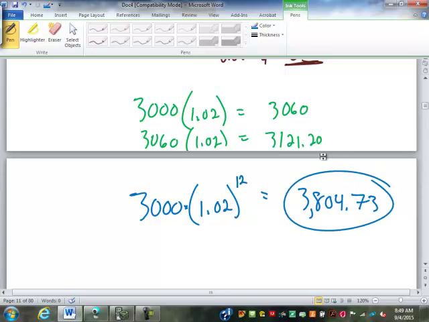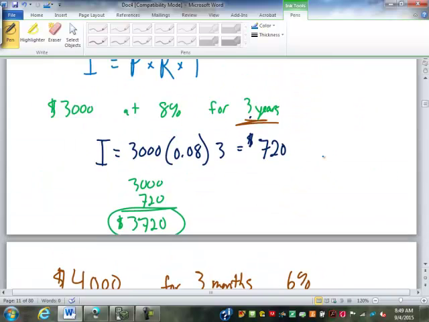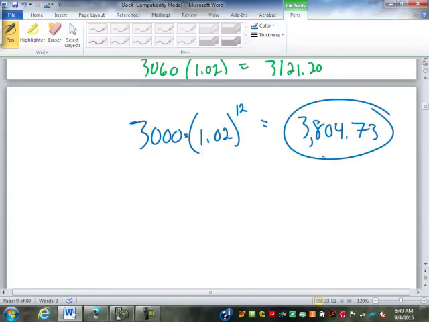Now before we had what? 3,700? 3,720. So you can see here we got almost $85 more because of the compound interest. Now that was just over 3 years.